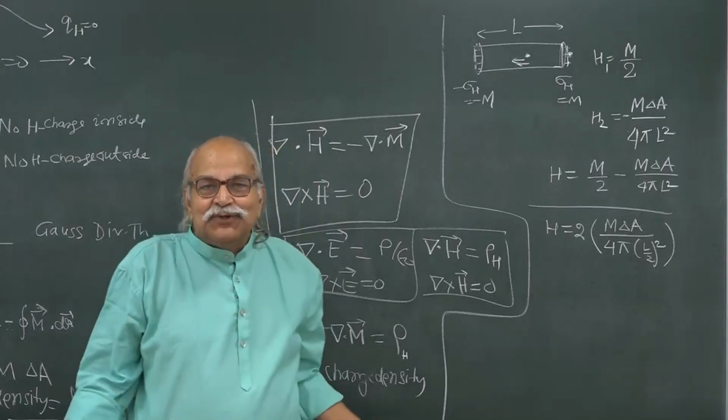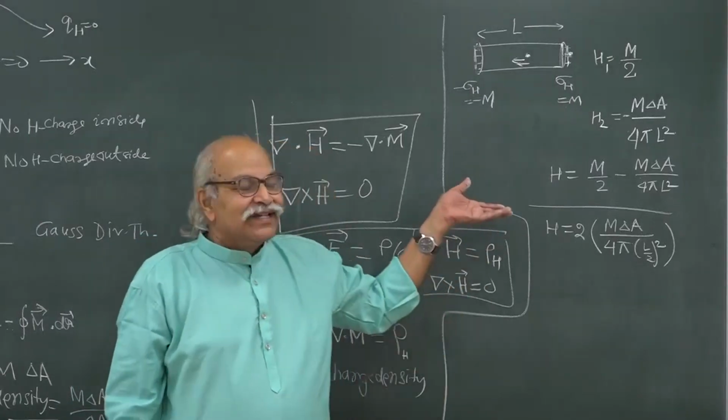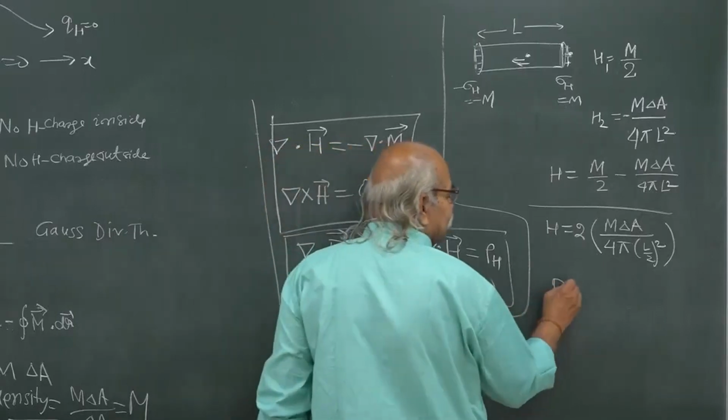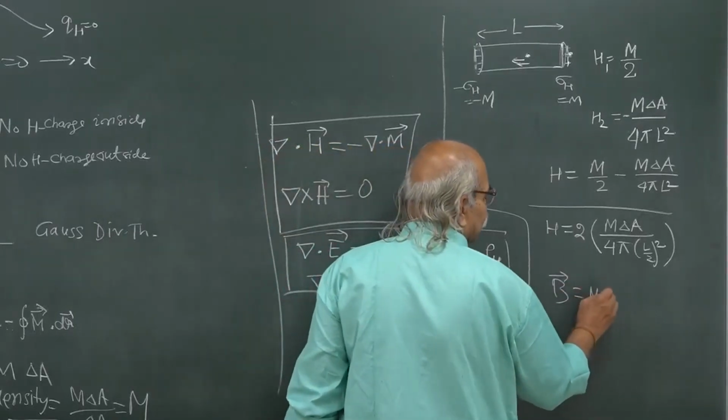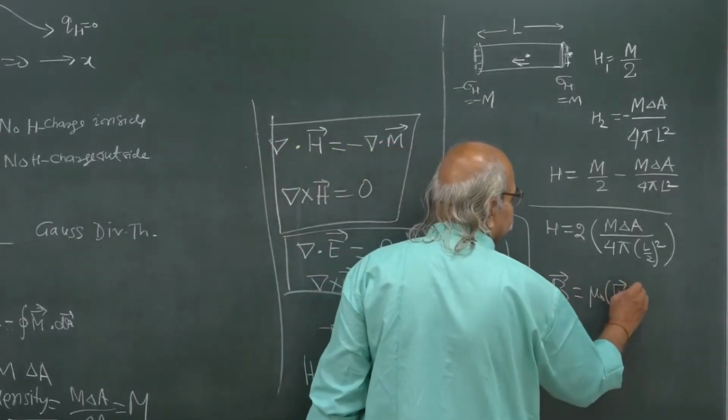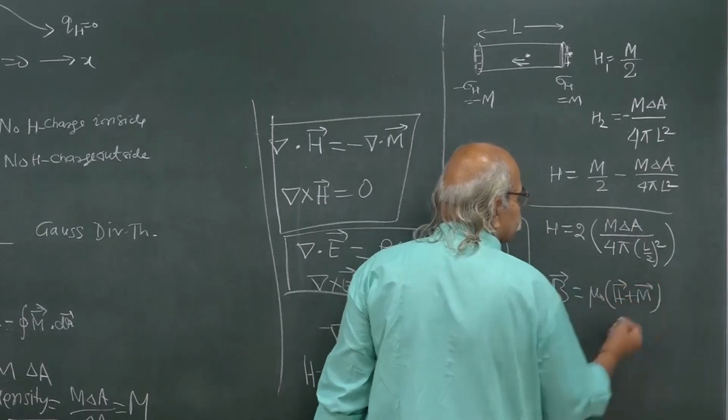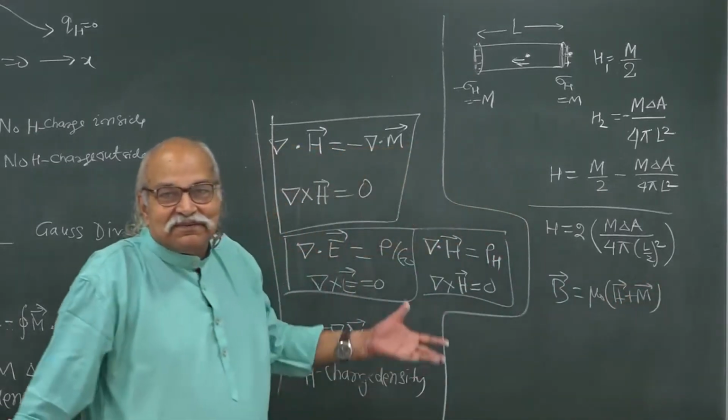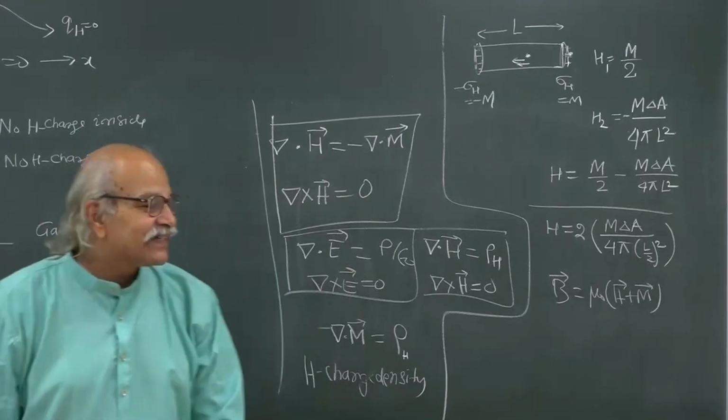So you can just use your electrostatics to write this H, and once H is known, B is anyway known. B is mu naught times H plus M. So, you can do it this way.